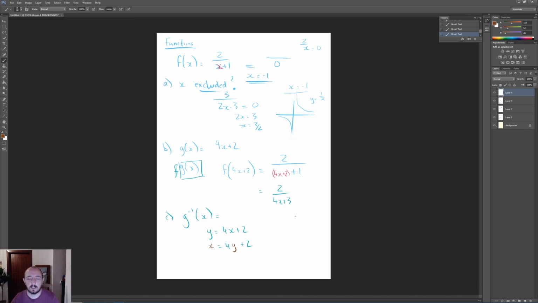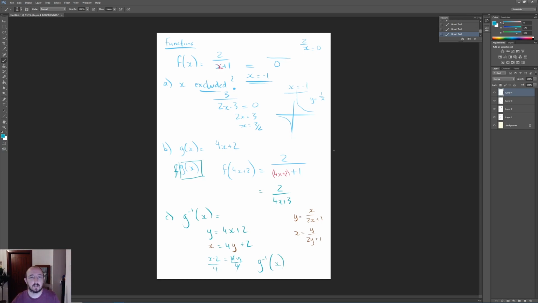So if I had, let's say, y equals x over 2x plus 1, that would become x equals y over 2y plus 1. That's where a few of us made some mistakes on the last mock. So we make y the subject, take 2 from both sides, and then divide by 4. So we get y equals x minus 2 over 4. And that is our inverse function.